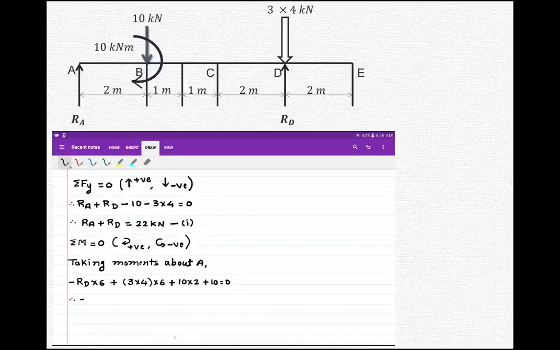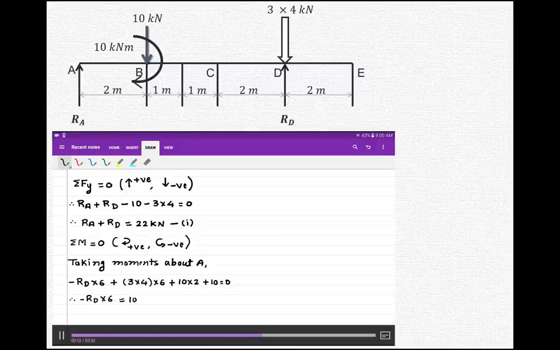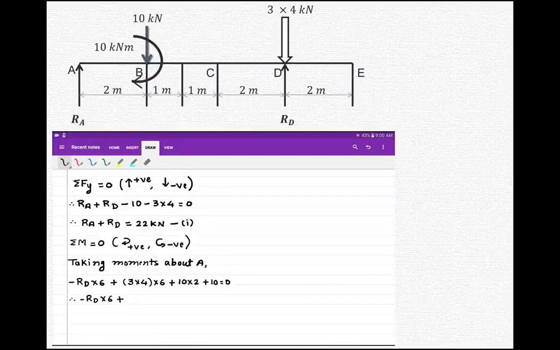So therefore we can rearrange the terms over here. So it is minus RD into 6 plus this summation, total summation is 102, that is equal to 0. And therefore, transfer this negative term on the other side, and RD will be equal to 102 by 6, so that is 17 kilonewton.